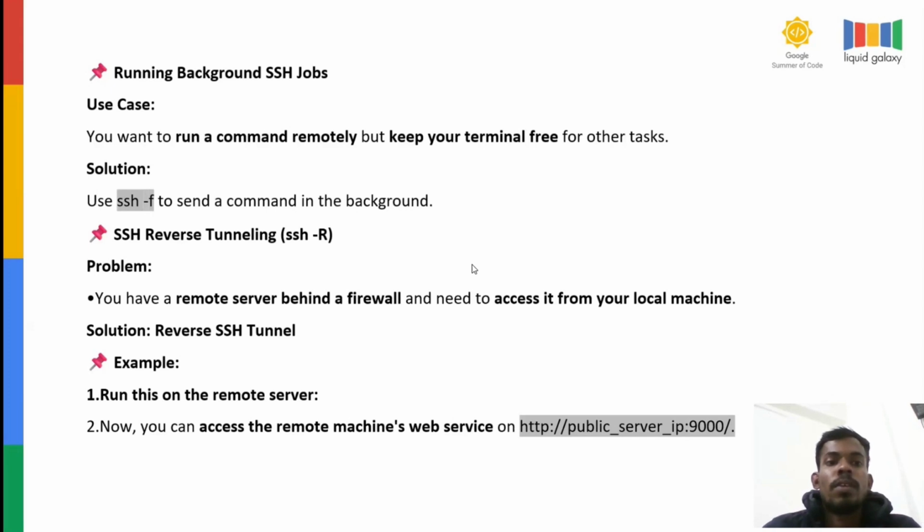We want to run a command remotely, but keep our terminal free for other tasks. We can just use the ssh -f command to send it to the background, and it keeps our terminal free for other tasks. The next key feature provided by SSH is reverse tunneling. If you have a remote server behind a firewall, and you need to access it through your local machine, then you can use a reverse SSH tunnel.